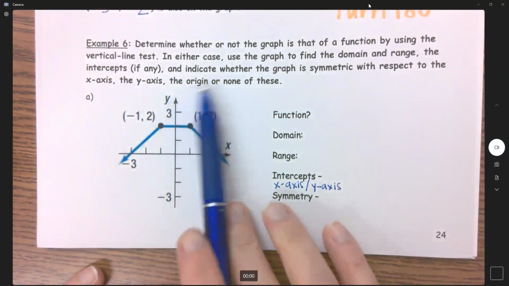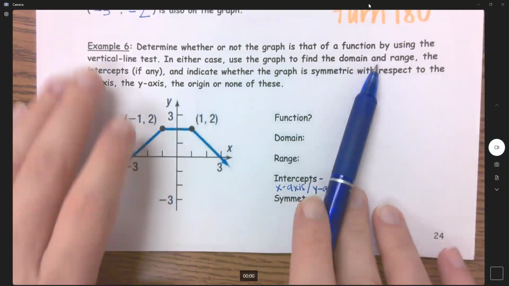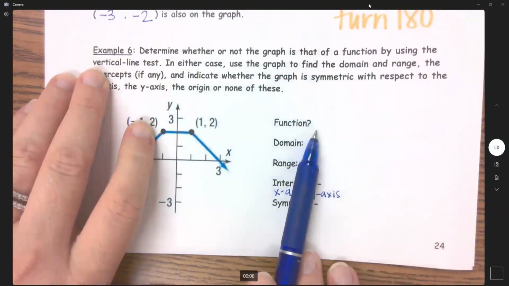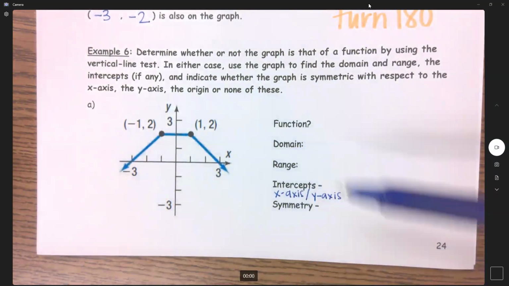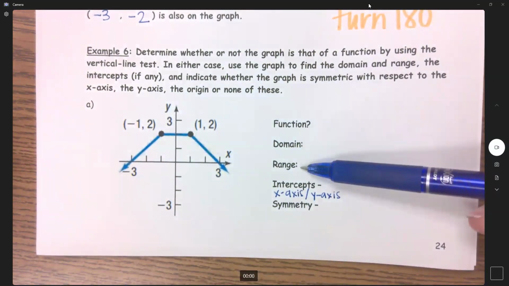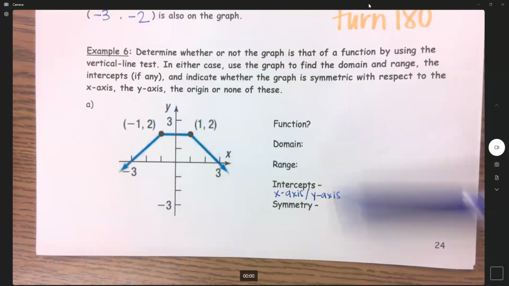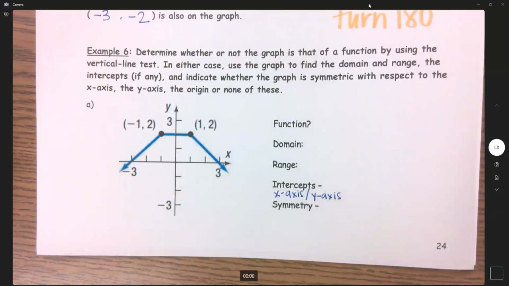So determine whether or not the graph is that of a function by using the vertical line test. So we'll say yes or no here. In either case, use the graph to find the domain and range, the intercepts, if any, and then indicate whether the graph is symmetric with respect to the x-axis, y-axis, or origin.